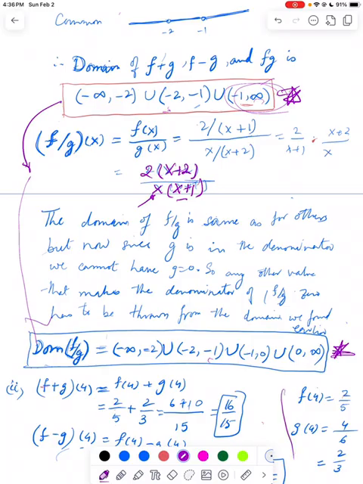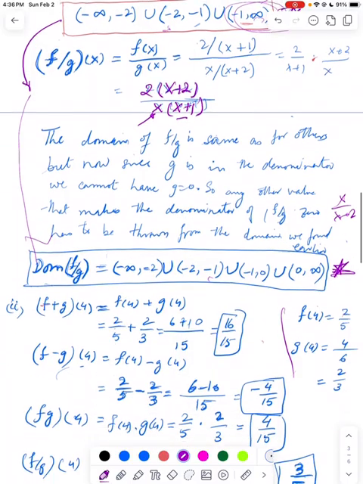F of 4 will be 2 over 5. Remember it was 2 over x plus 1, so x is 4, and we get 2 over 5. And then g of 4 gives us 4 over 6, because g of x was x over x plus 2. So when you plug in 4, 4 over 6, which is the same as 2 over 3.